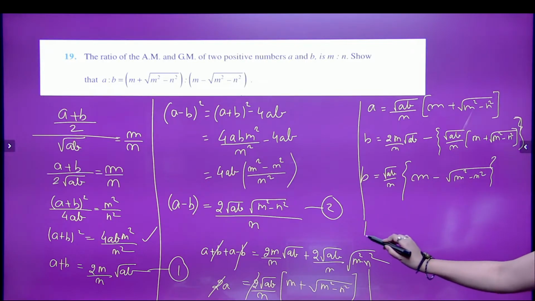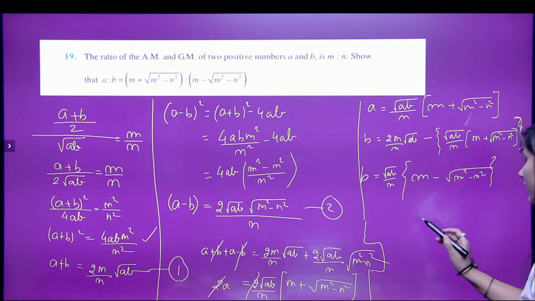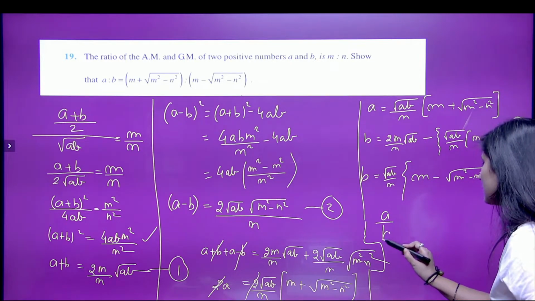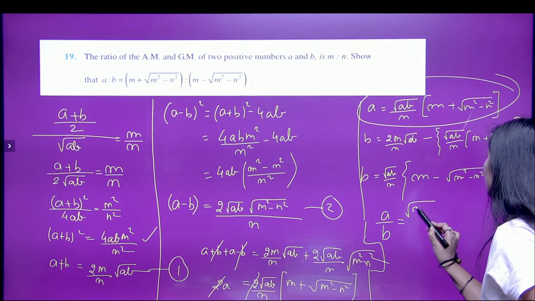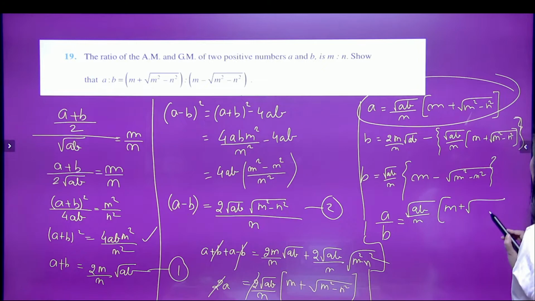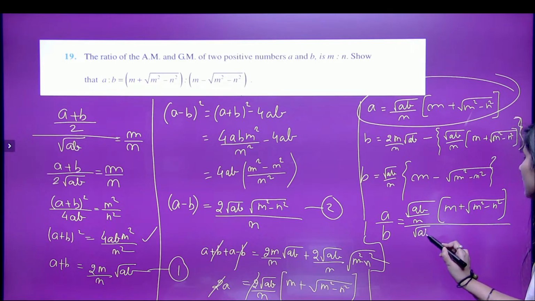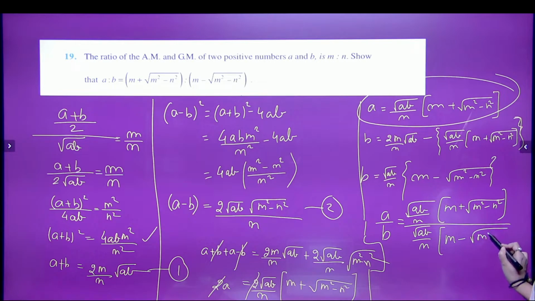Okay, now what I am going to do, I am dividing the value of A and B, since the question is asking about the ratio of A and B. So A by B is equal to, the value of A is under root AB by N, M plus under root M square minus N square, and at the denominator we have under root AB by N, M minus under root M square minus N square. See, we have the ratio which we need to prove.